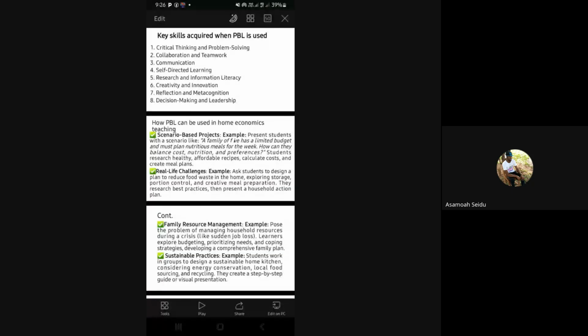So when students are able to work in groups, they are able to reflect on what they did earlier, whatever activity that transpired between them and their group members. They are able to reflect on how well it went, what went wrong, and then how best they can improve it.